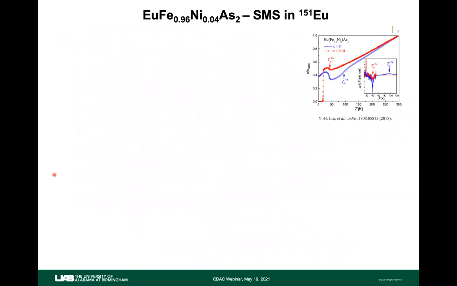Okay, and so we also did measurements on this nickel-doped system. With 4% nickel doping, this actually becomes a superconductor. That's the red curve here. So the iron magnetism is completely suppressed.